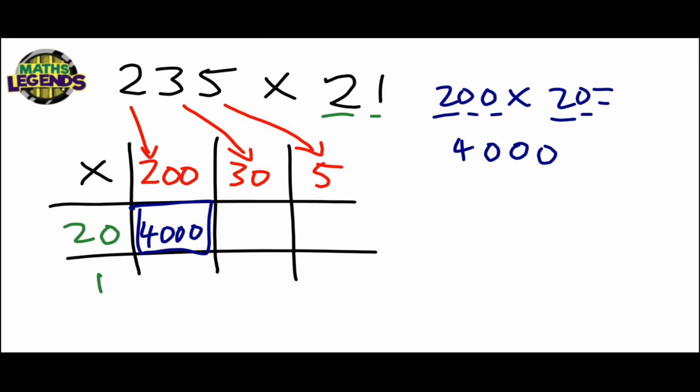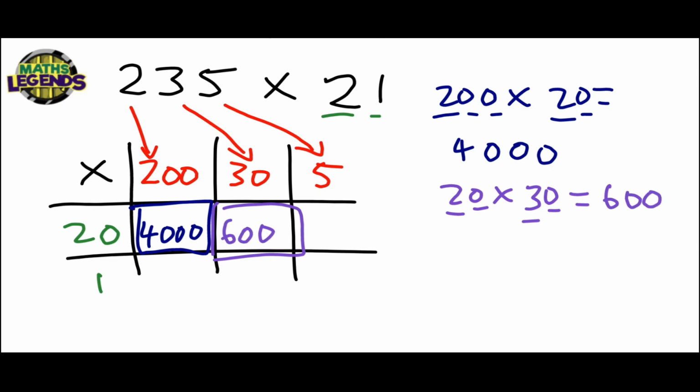Then we look at the next box. So here we've got 20 times 30. Notice I put them in the other way around. It doesn't make a difference when you come to multiplying numbers. So here we look at the numbers in front of the zeros, so 2 and 3. So 2 times 3 is 6, and we count the number of zeros we have. So there's 2 zeros there. We've got 2 zeros, so 600.